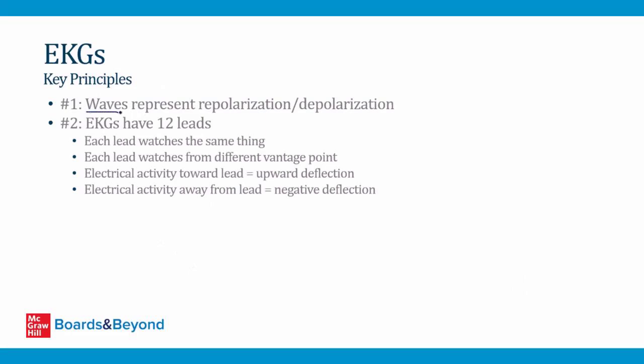So in this slide, I've summarized the key principles of EKGs that I've been talking about. The different waves, like the P wave, the T wave, and the QRS complex, all represent repolarization or depolarization of different structures in the heart. And most EKGs, traditional EKGs, have 12 leads, but each lead is watching the same thing just from a different vantage point. When the lead detects electrical activity moving towards it, that causes an upward deflection. Away from it causes a negative deflection.